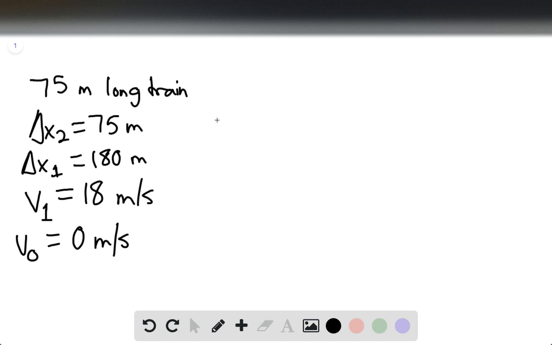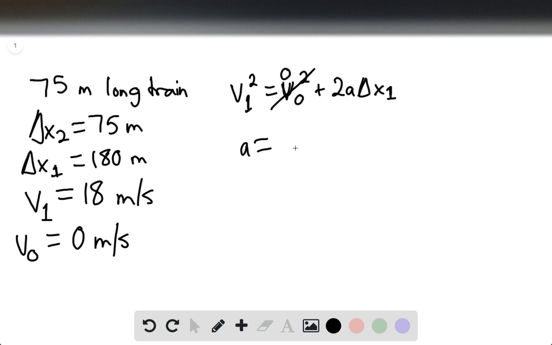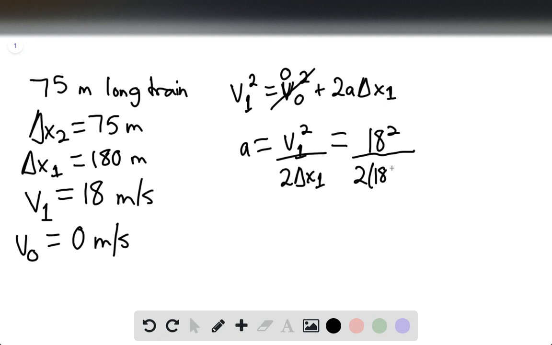So in order to find the acceleration of this train, we need to say that v1 squared equals v initial squared plus 2a times delta x sub 1. We know that v initial is going to be equal to 0, so we can say that the acceleration is simply going to be velocity sub 1 squared divided by 2 delta x sub 1, and this is going to equal 18 squared divided by 2 times 180, and this is going to equal 0.90 meters per second squared.